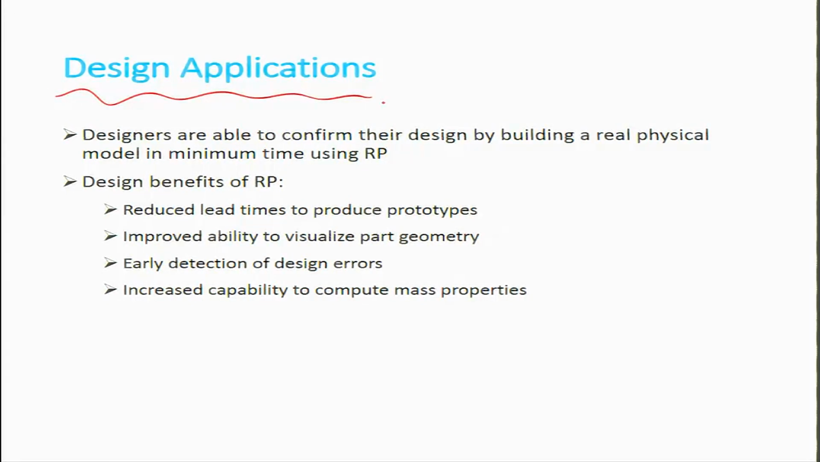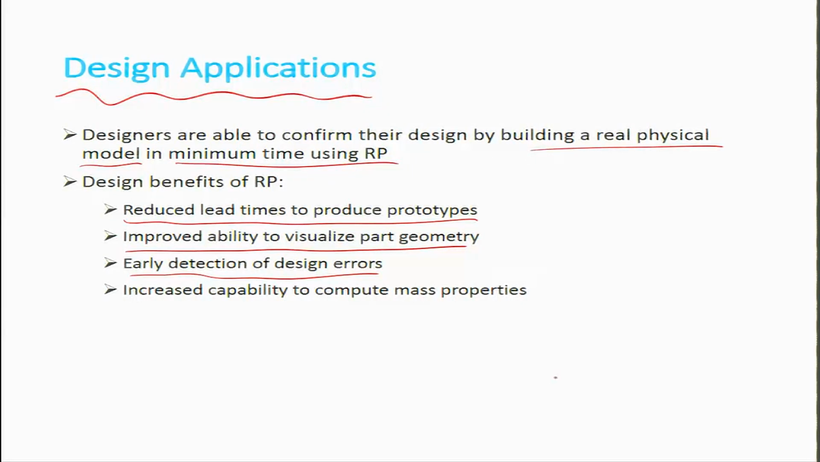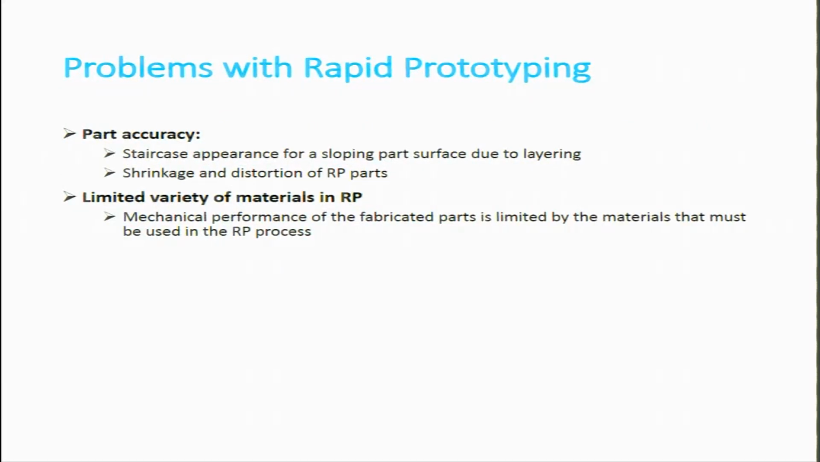Designers are able to confirm their design by building a real physical prototype in minimum possible time from CAD to reality. The benefits to improvising the design, converging the design, so there are reduced lead times to produce prototypes, improved abilities to visualize part geometry, early detection of the design errors, increased capability to compute mass properties, okay. I think I showed you some illustration of how mechanical properties are being gauged in comparison to such parts.